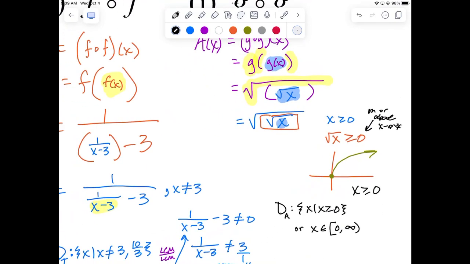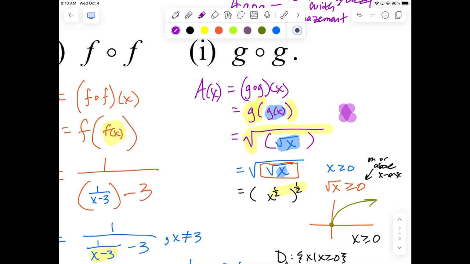Now, let's simplify this, shall we? This is the same as the quantity to the 1/2, and then inside, x to the 1/2. Remember, we want to find the domain before we simplify. Once we find the domain, we're free to simplify. We like having rational exponents instead of radicals because it allows us to use the rules of exponents. How do we combine these? When you raise a power to a power, what do you do with the exponents? You multiply them.